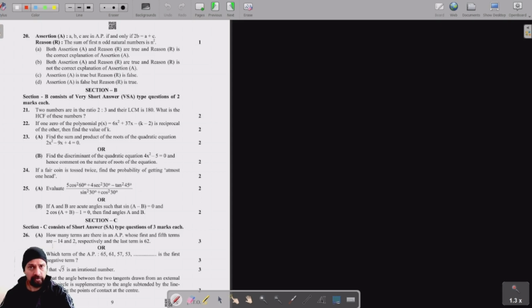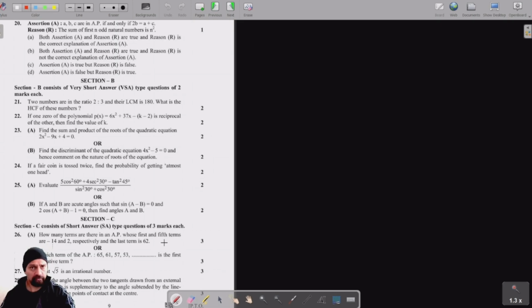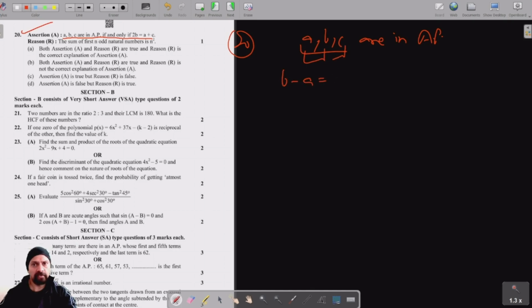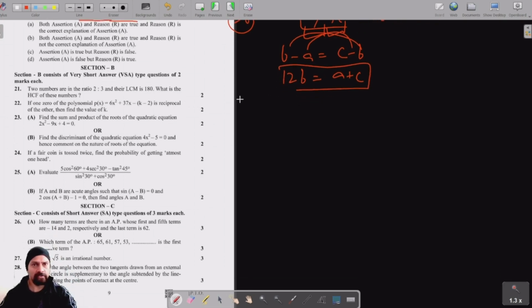For question number 20, it's also an assertion and reasoning based question. So it's given that A, B, C are in AP if and only if 2B is equal to A plus C. So A, B, C are in AP means B minus A is equal to C minus B. So shifting B to this side gives 2B, and this is now A plus C. So this is true.